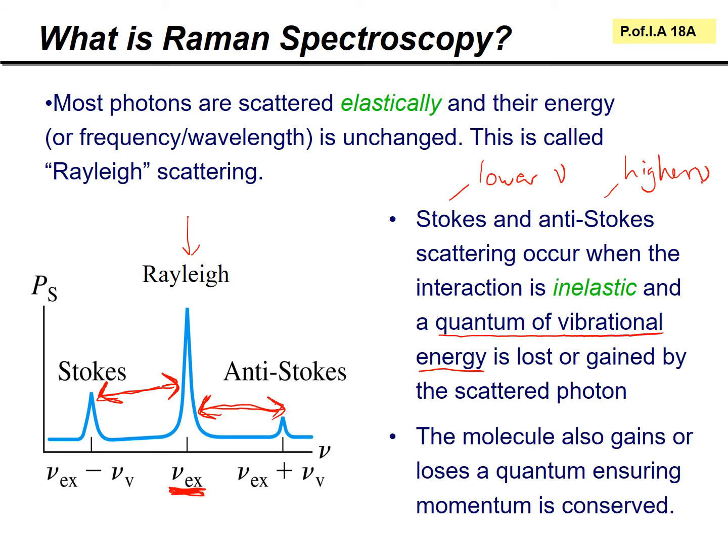Now, to keep everything consistent, the molecule also gains or loses a quantum of energy. So if the photon loses a little bit of energy, that's because the molecule has gained it, and vice versa. If the photon gains it, it's because the molecule has lost it.